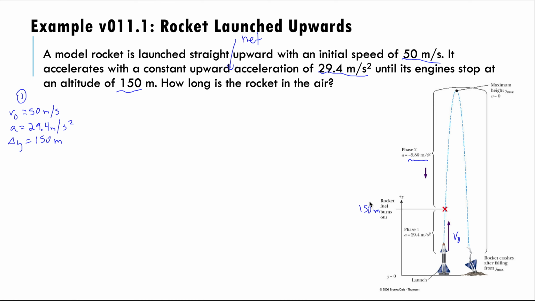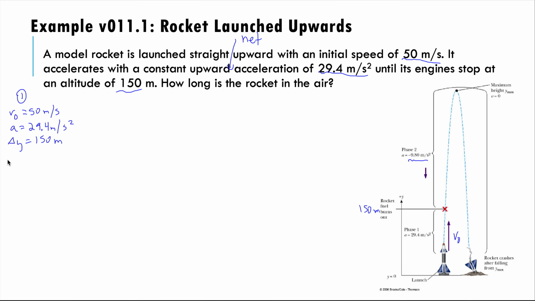So what's our approach to this problem? Think about it and always feel free to stop the video. A good approach would be to figure out the time for phase 1 and then the time for phase 2 and add the two times together. With that in mind, we have enough variables to find the time. We have to figure out which kinematic equation to use that has v initial, a, delta y, and time. So pause the video so that you can find it.